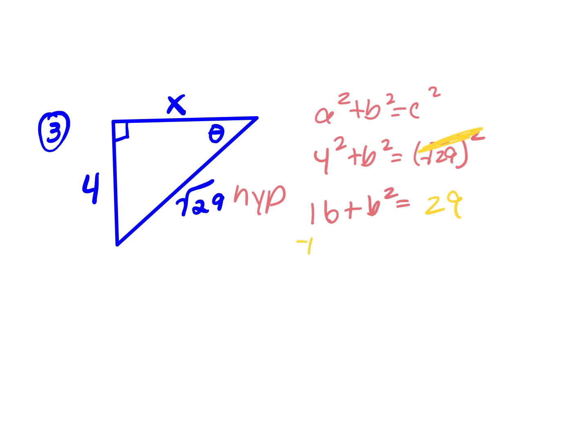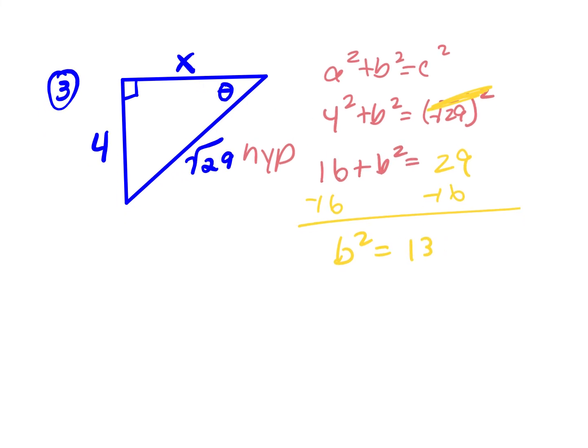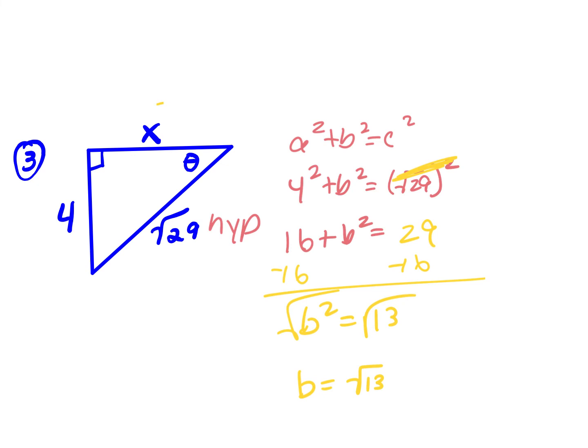So now you just, what's 29 minus 16? So b squared equals 13. So now what? Take the square root. So b equals the square root of 13. Y'all with me? Okay, so this side is the square root of 13. So let's talk about this. It's a little different, right?